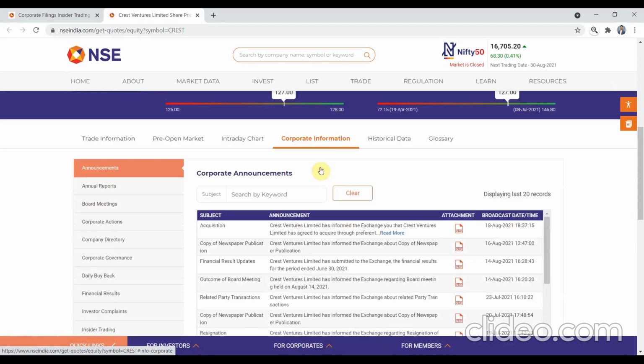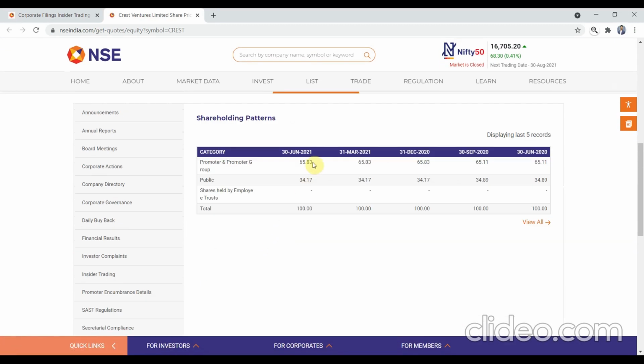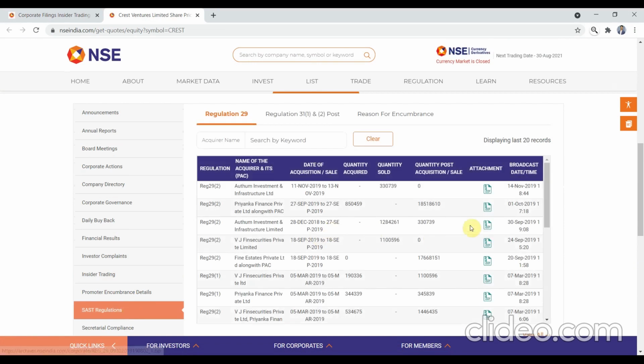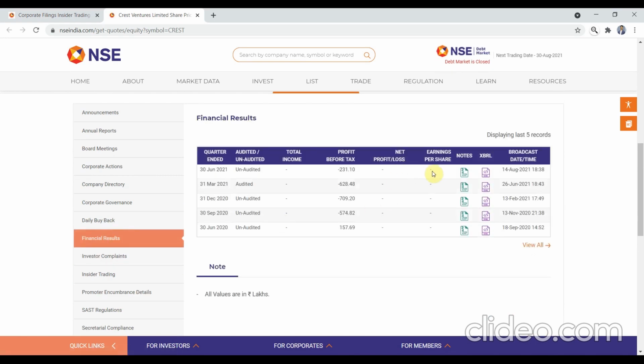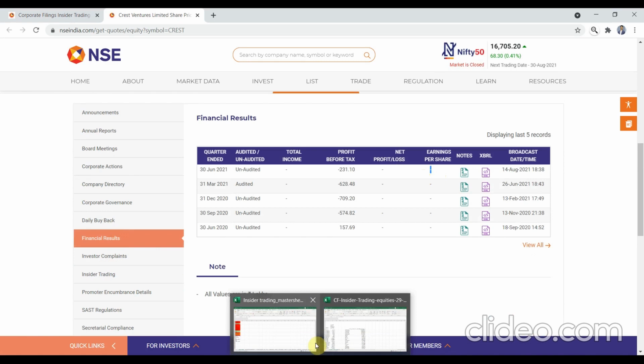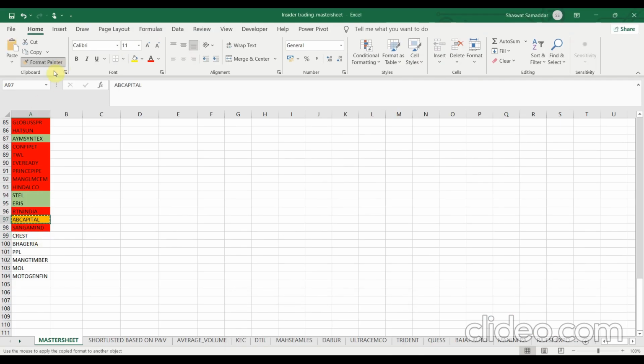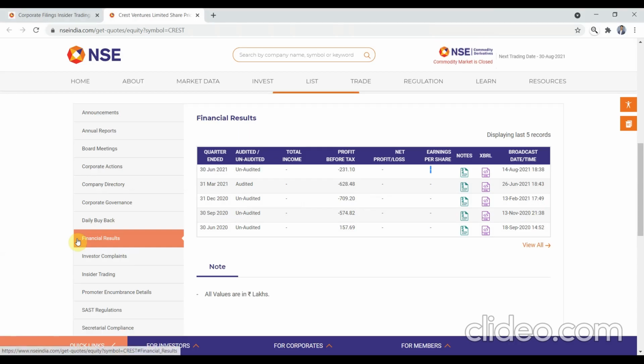Go to corporate information. Let's check the shareholding first. Shareholding looks good. SAST regulation. There has been no selling reported in the last 6 months. It's in 2019, it was 2 years back. Pledging is not there. So it has again passed all the mandatory filters. Now it's time to check earnings per share. There is no data of earnings per share. So I'll mark the stock as yellow once again. Next, moving on to the next stock.